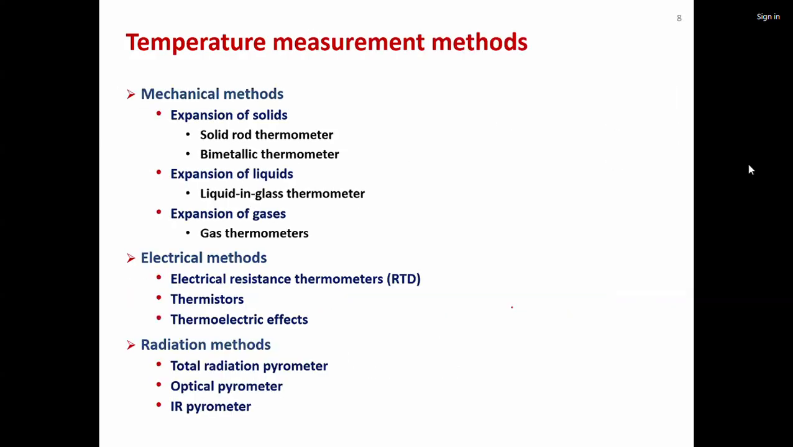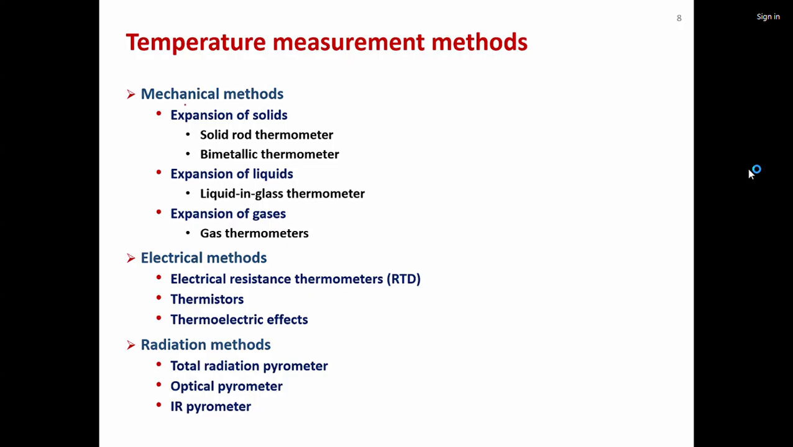Okay, so we now talk about the different temperature measurement methods. So we have basically three different types of methods that we'll discuss in this chapter. First is the mechanical method. Second one is electrical method. Third one is radiation methods.